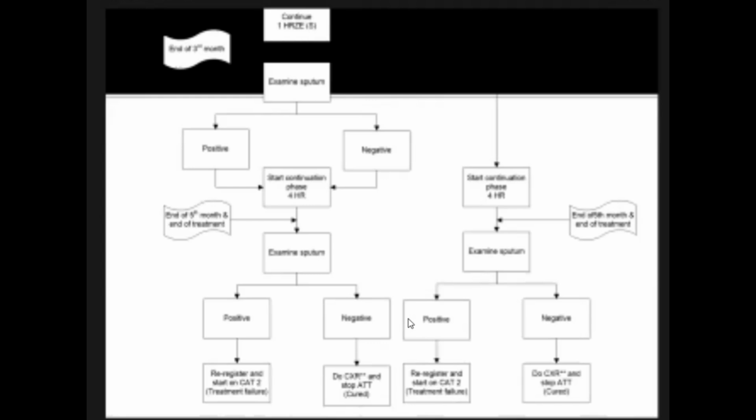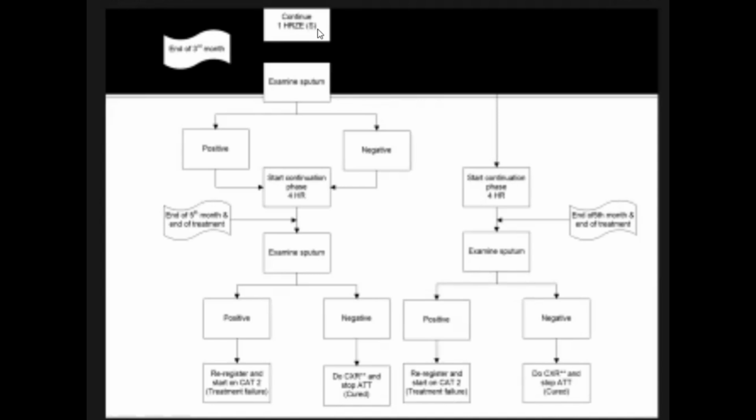Well, if the patient is positive at the end of the 2nd month, sputum is positive, then we continue the isoniazid, rifampicin, ethambutol, and pyrazinamide for another 1 month. And at the end of the 3rd month, we examine the sputum again.